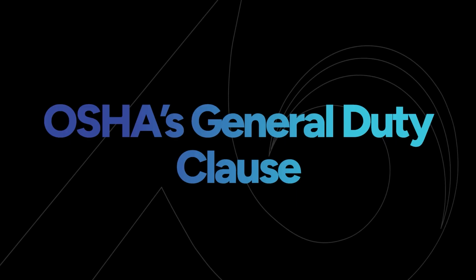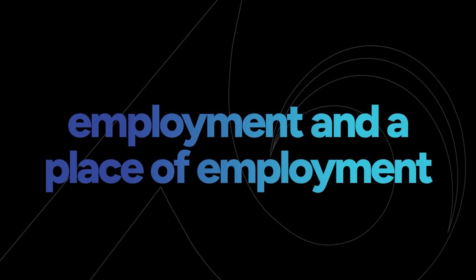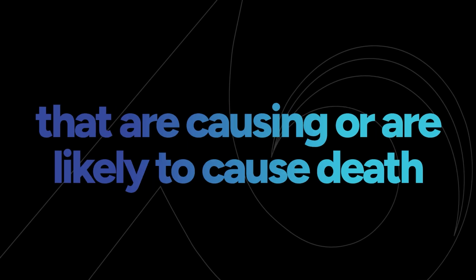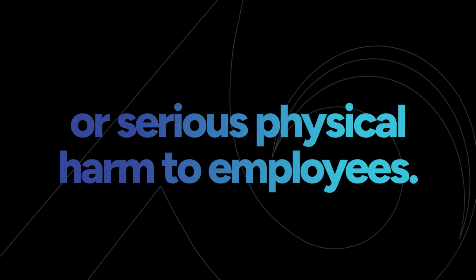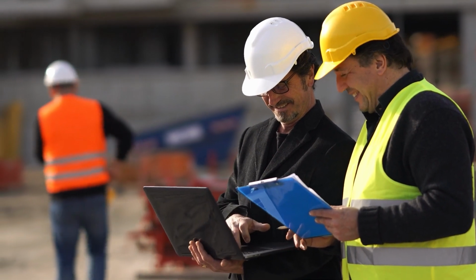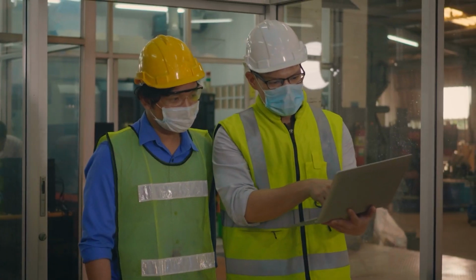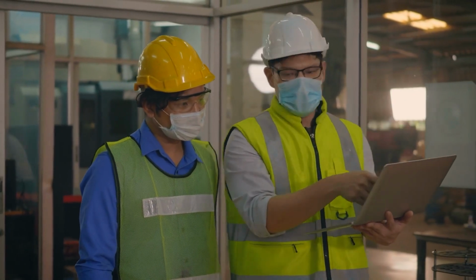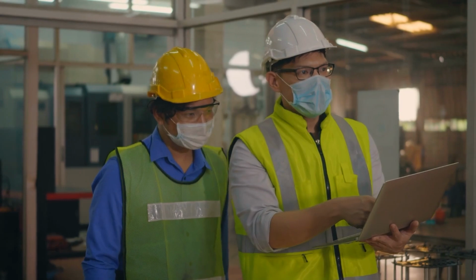OSHA's General Duty Clause requires an employer to provide employment and a place of employment which are free from recognized hazards that are causing or are likely to cause death or serious physical harm to employees. A JSA goes hand in hand with the OSHA safety standards that are specific to your industry. This is the best place to start, so make sure that you look these up and incorporate them right into your JSA to ensure that you're in compliance.